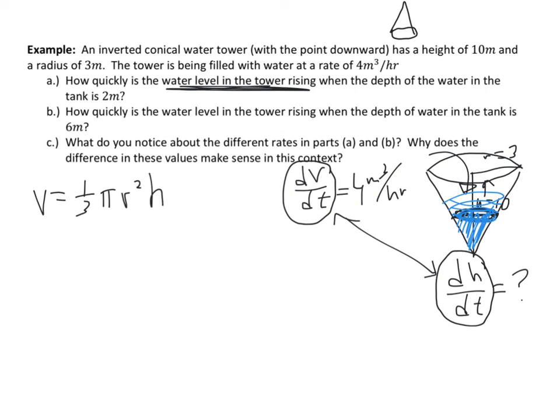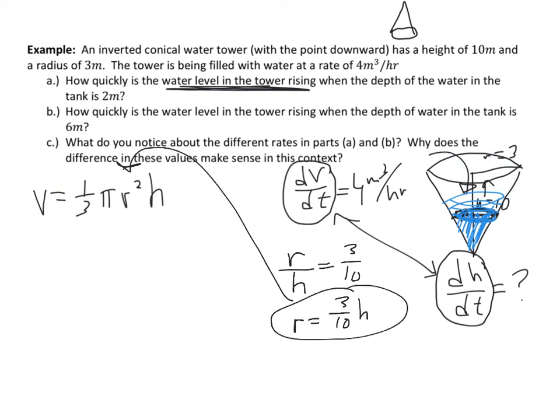And I can't just plug in that r is 3 because the radius of the water here is changing. As the water gets deeper and deeper, the radius of this cone of water gets bigger and bigger. But what I mentioned on the previous slide is that the relationship between the radius and the height will always match the overall cone. In other words, r will be 3/10 h. And so I can take that and plug it in here.